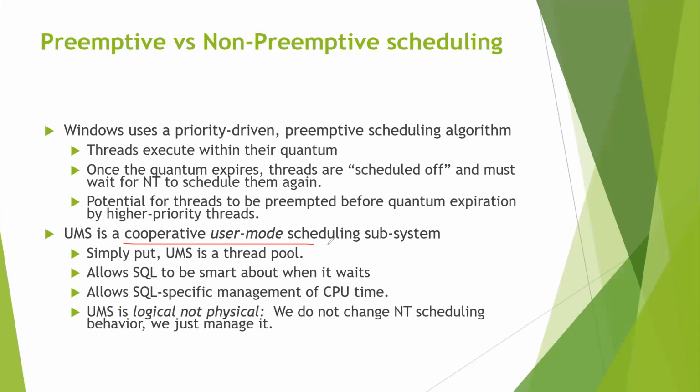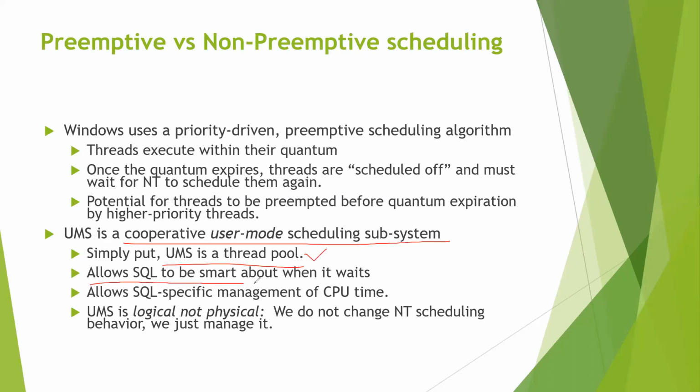So, the cooperating user mode scheduler, simply put, is a thread pool. So I was talking, right? Whatever threads there are, say 25, it will not immediately spawn every one of them. Only one thread will go and execute on the CPU. That is why we call it a thread pool.